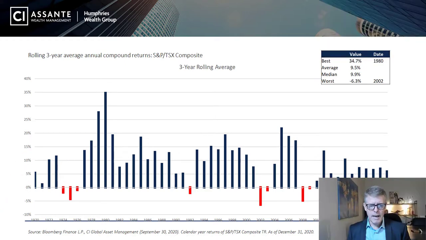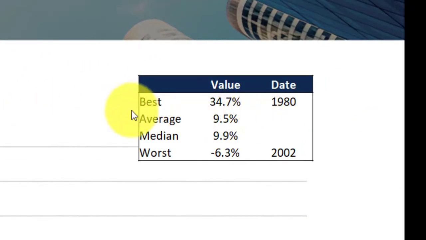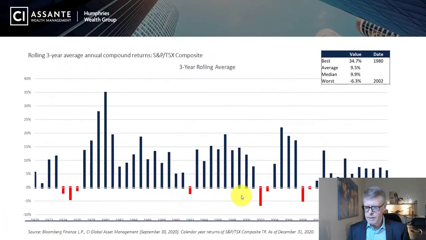Now, if you look at the averages here, this is interesting. So the best 3-year rolling average was an incredible 34.7% in 1980. The average over that time period was 9.5% as a 3-year rolling average. And the worst was minus 6.3% in 2002, so this time period here.